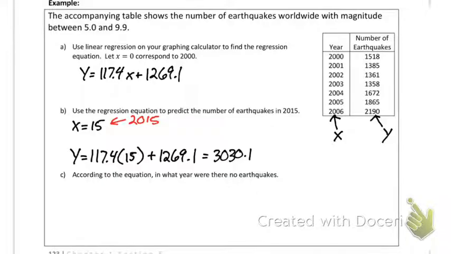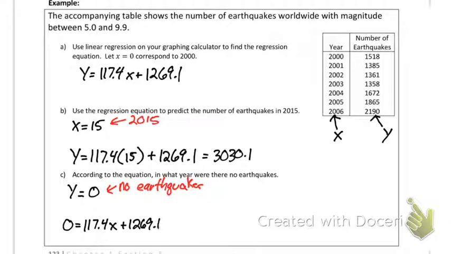All right, let's get to the last one. The last one says, according to the equation, in what year were there no earthquakes? So remember, the number of earthquakes is our y value. So we're looking for when y equals 0. This is when there are no earthquakes. So if I put y equals 0 in, we'll have 0 equals 117.4 times x plus 1269.1.